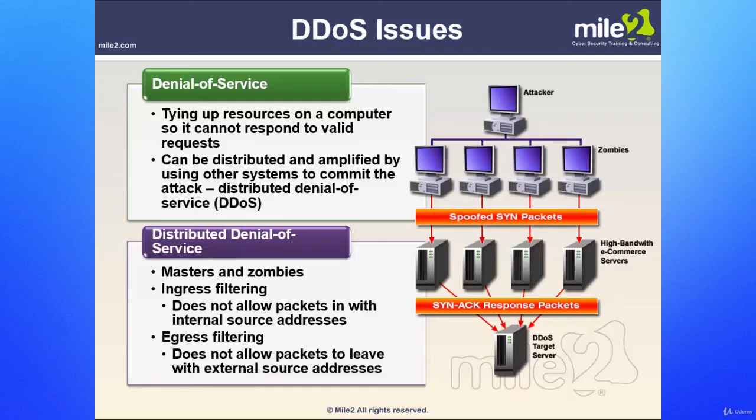Now keep in mind when it comes to distributed denial of service, you have ingress and egress filtering, which basically means that it does not allow packets in with internal source addresses or doesn't allow packets to leave with external source addresses and such. So the difference between your ingress and egress is inbound versus outbound.